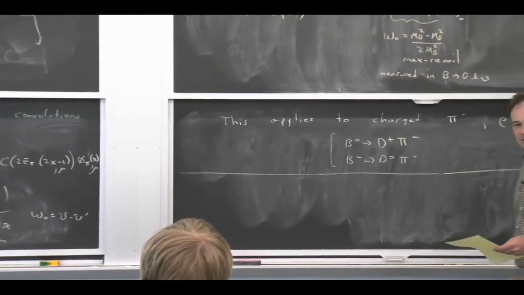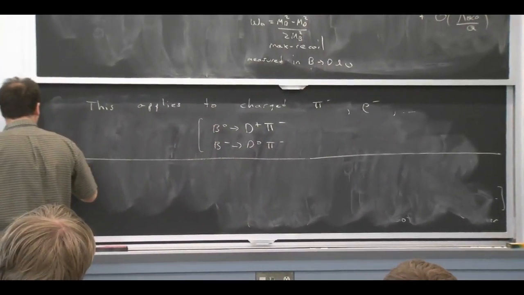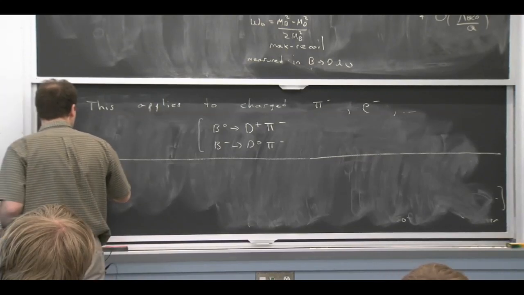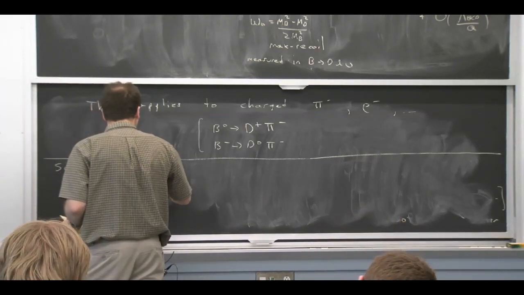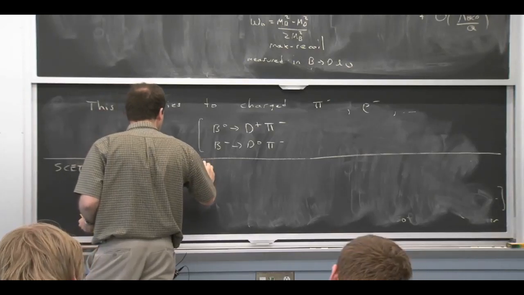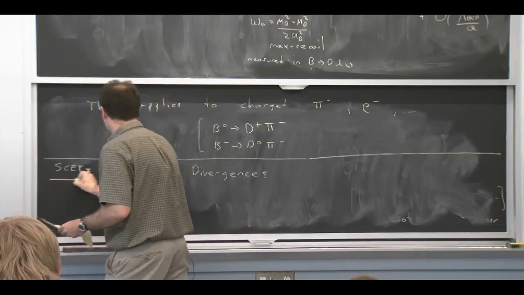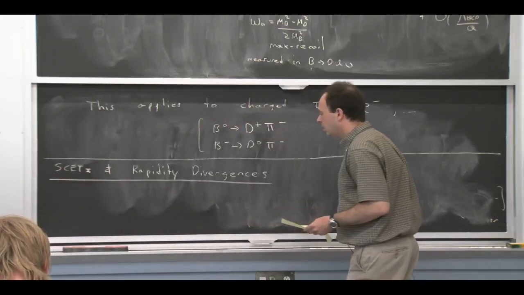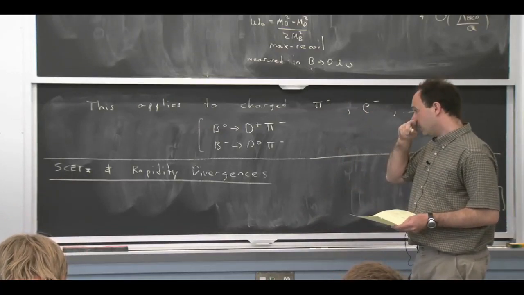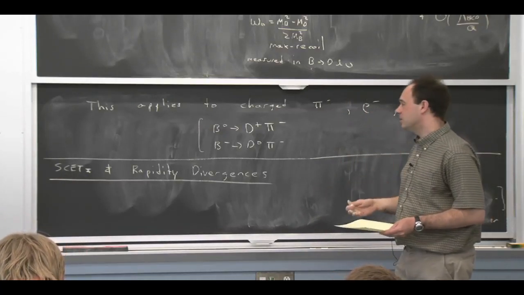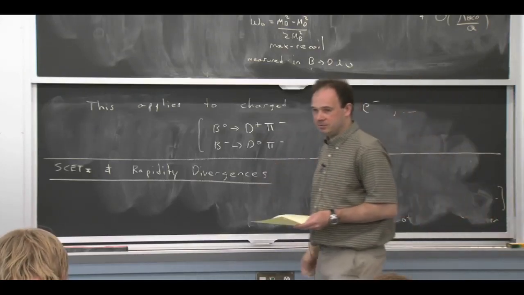So let's move on to our second topic, which will take the rest of today, and that's rapidity divergences. When we were talking about SCET1 and loop calculations, we saw that there was a subtlety: when we were doing our collinear loops, it could double count the ultrasoft loop, if you remember.